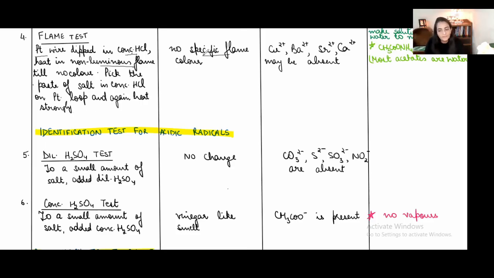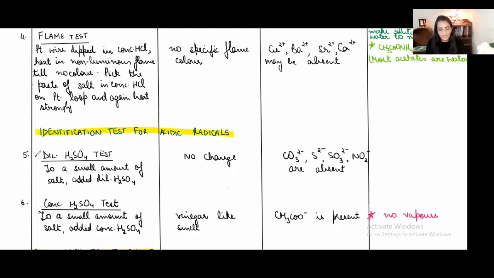So in this particular case, there will be no specific color, which shows copper ion, barium ion, sodium ion, calcium ion, all these may be absent. So in case any of these ions are present, then we will get a specific color in the flame. Now, after this, we will proceed with identification tests for acid radicals.